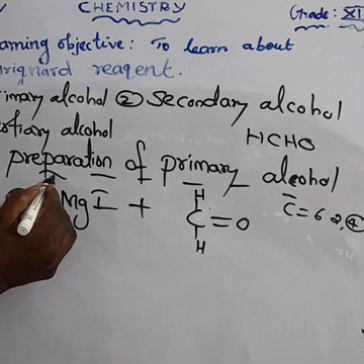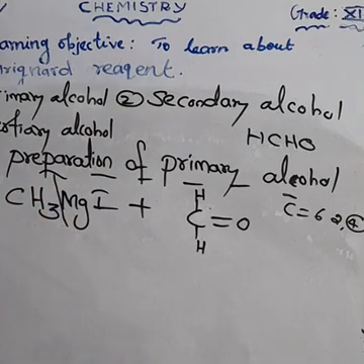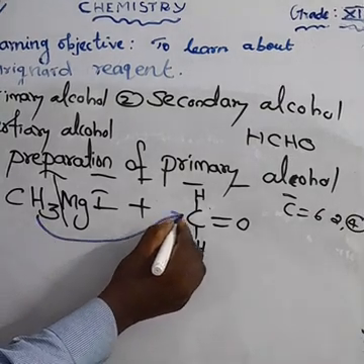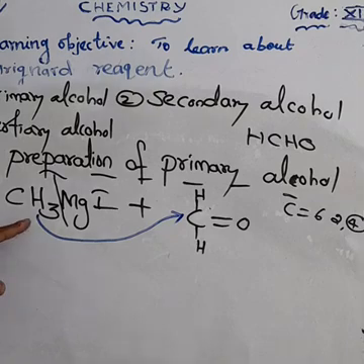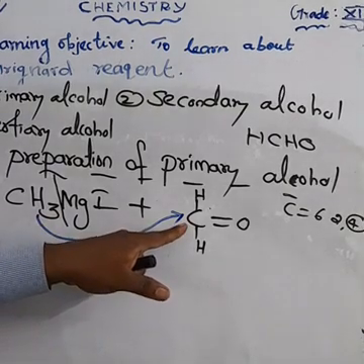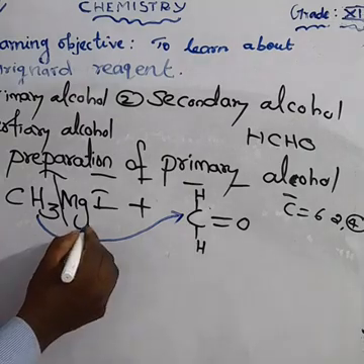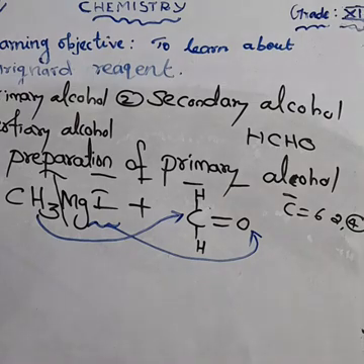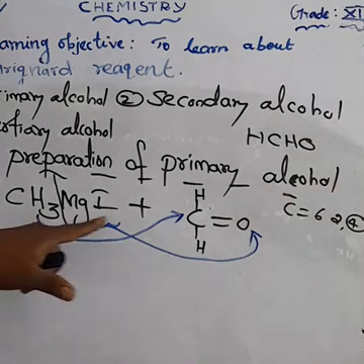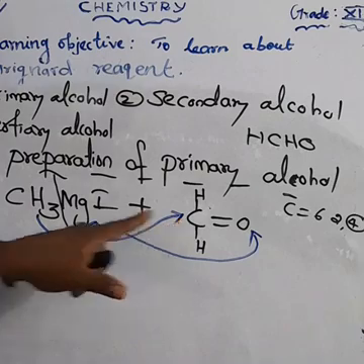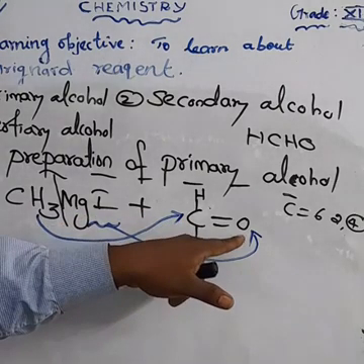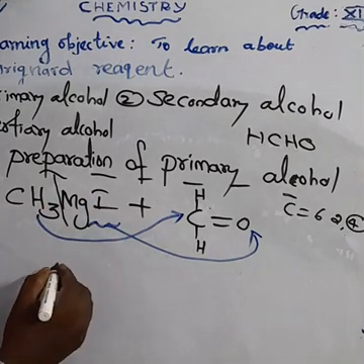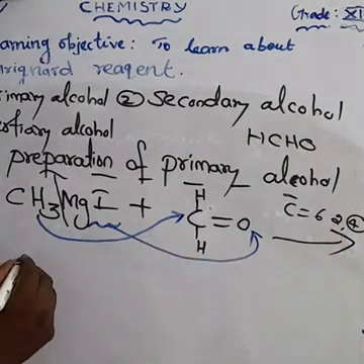Methyl magnesium iodide reacts with the formaldehyde. Here this methyl breaks, and this methyl is attached to the formaldehyde carbon, and the MgI is attached to the oxygen. Can you understand? First, this methyl group is attached to the carbon. This MgI is attached to the oxygen. So we get the product. What is the product?